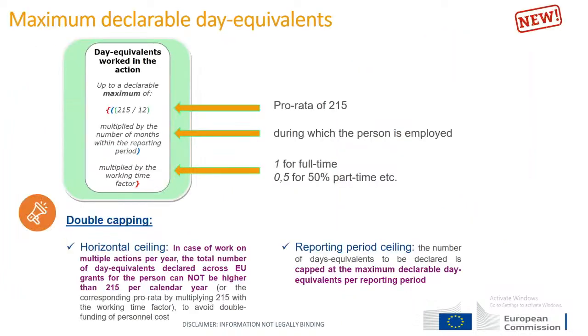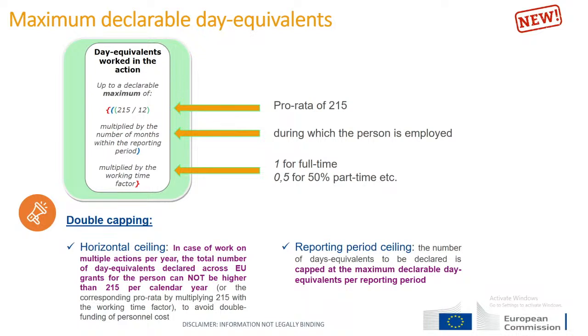So what about the concept of the maximum declarable day equivalents? The main notion here is that we have a double capping in Horizon Europe. This is a new concept that has been introduced. We have the horizontal ceiling, which means the total number of day equivalents declared across EU grants for a person cannot be higher than 215 days per calendar year. The reason is to avoid double funding for personnel when there are different EU projects. The other capping is the reporting period ceiling, meaning that the number of days equivalent to be declared is capped at the maximum declarable days equivalent per reporting period.